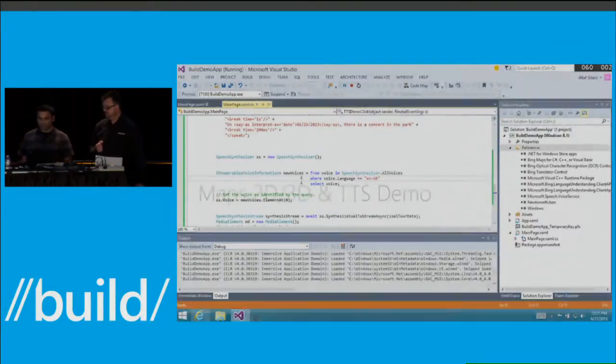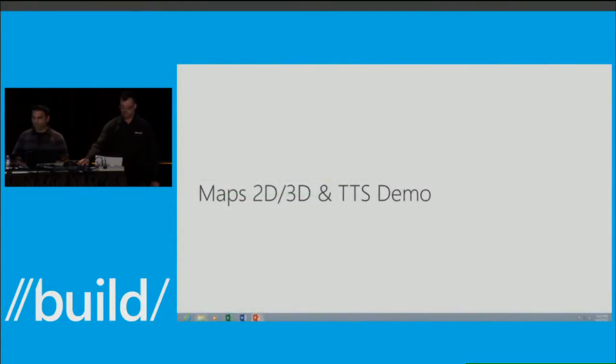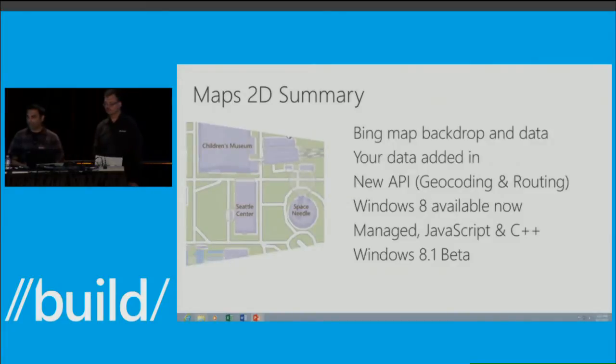Absolutely. So here is a quick summary of the Maps 2D control. Basically the same Bing map backdrop and data, you can add your data in. New APIs are the geocoding and routing. Maps 2D control is already available with Windows 8, and we would be uploading the Windows 8.1 beta pretty soon to the Bing Dev Center. It works with managed C++ and JavaScript.